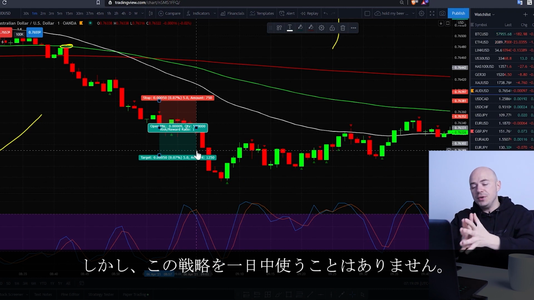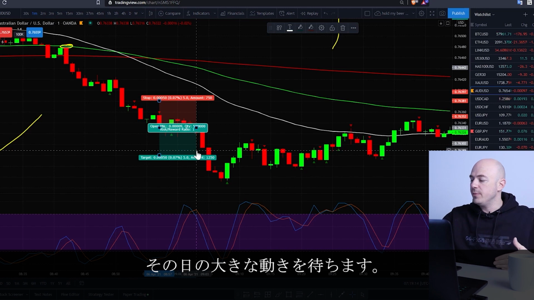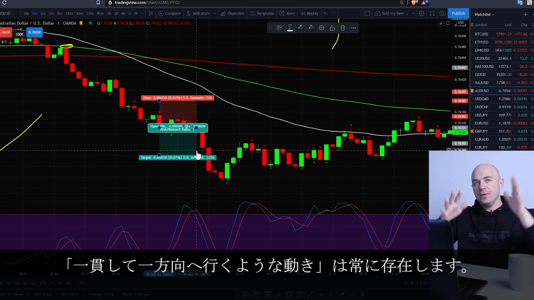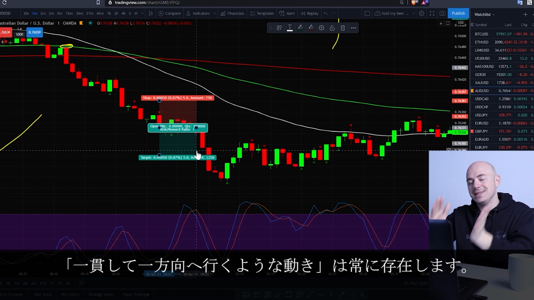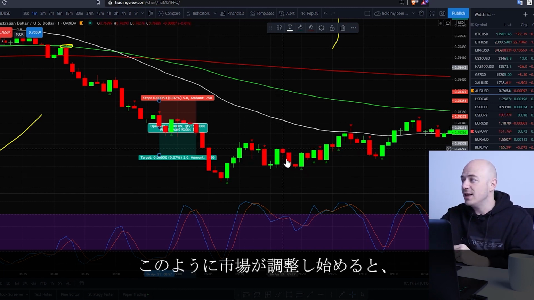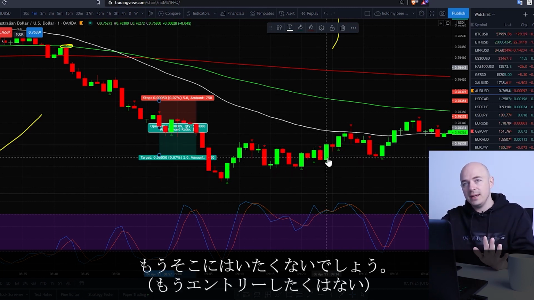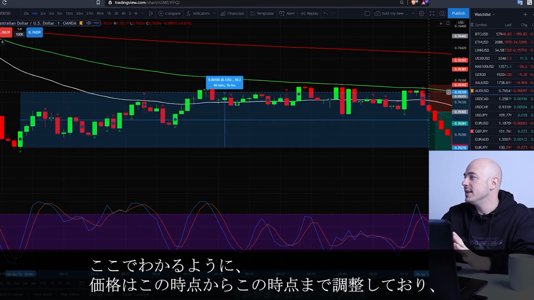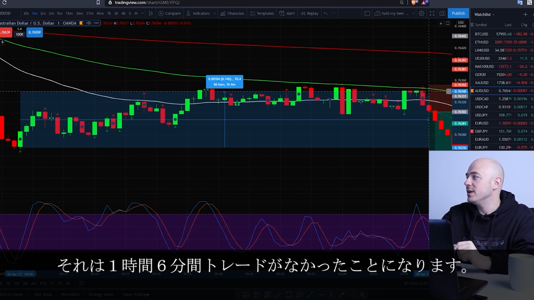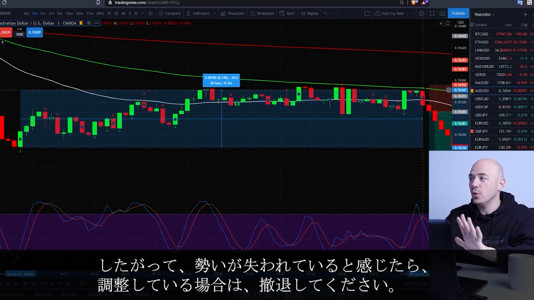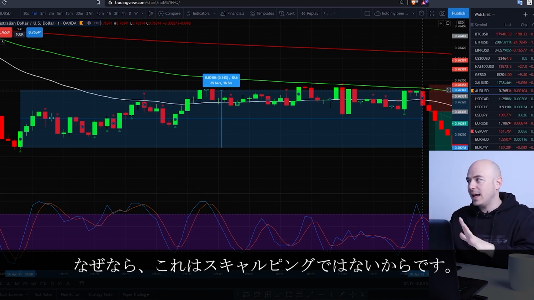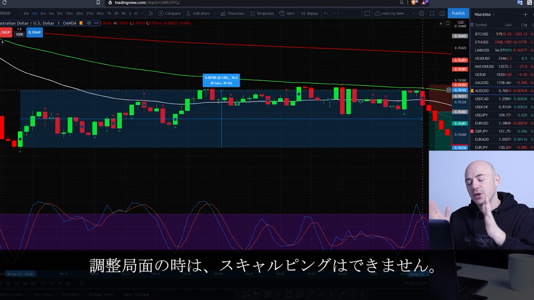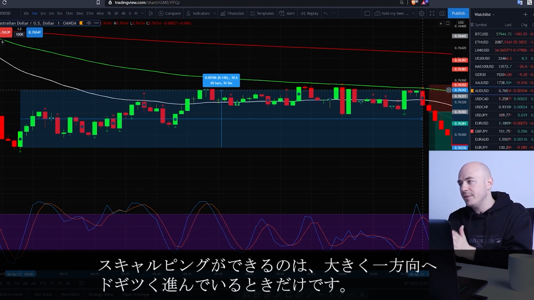Now you do not want to use this strategy for the entire day. You are waiting for the one big move of the day. There's always that move that goes in one direction consistently. When the market starts consolidating like this, you don't want to be in it anymore, because you can see right here, we were consolidating from this point to this point, and that is 1 hour and 6 minutes without a trade. So if you are consolidating, if you see a loss of momentum, get out, because this is not scalping. You can't scalp when it's consolidating. You can only scalp when it's going hard in a big direction.